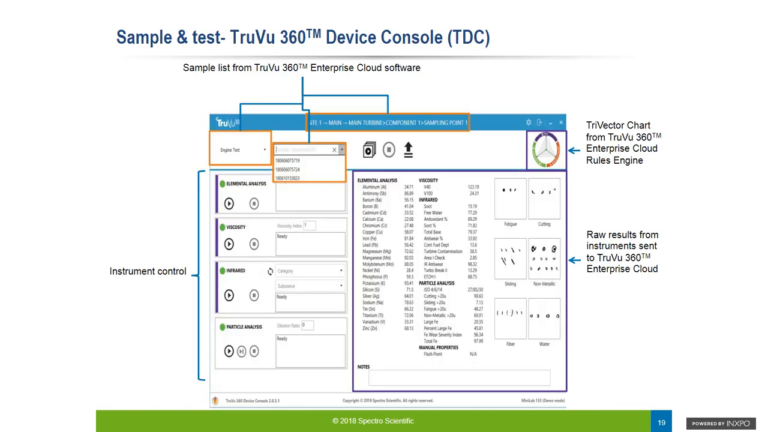Take a look a little bit more detail. So the TrueView device console, this is the operating console, if you will. Using the drop-down up top, you take your sample from your sample list that you generated in the TrueView cloud software. You run your test. There's an instrument control where you can either launch all instrument tests simultaneously or one by one launch them if you're only doing a few of the recommended tests.